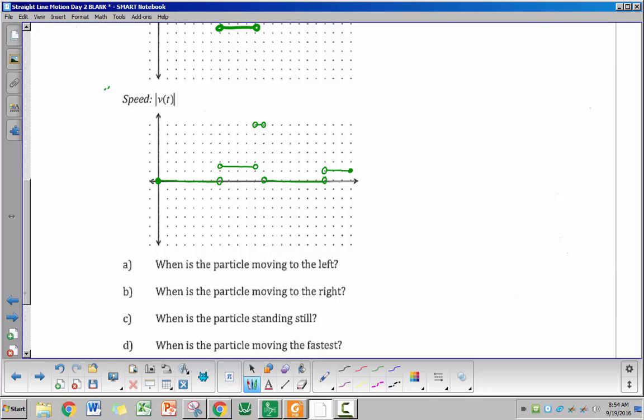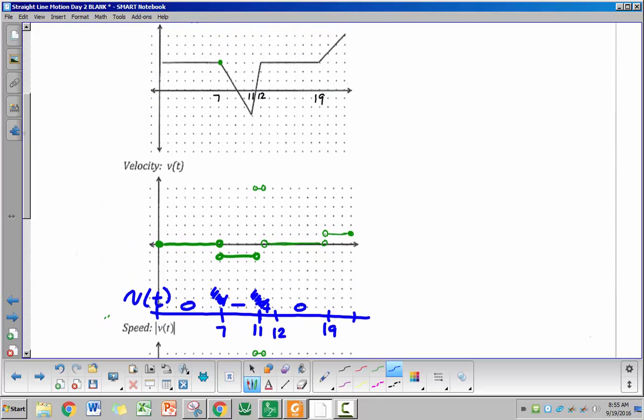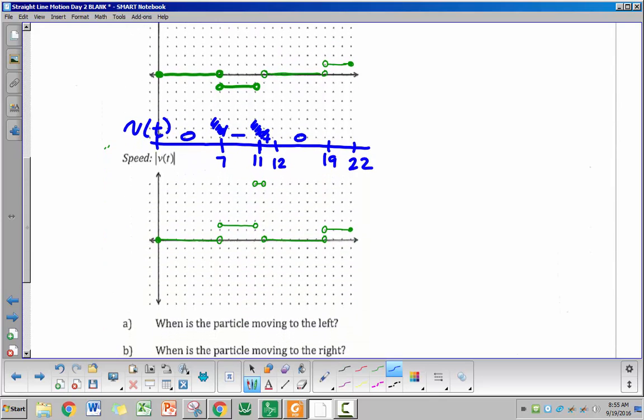All right, and it says, when is the particle moving to the left? Now, I would do a sign chart for velocity. Now, what do I mean by a sign chart? So the velocity is what here? It's 0, and then from here to here it's negative. And it's undefined here. We need to write that because it's not defined there. So this is 7 and this is 11. And then between 11 and 12 it's positive. And then from 12 to 19 it is 0. And then from 19 to, what was the last number? I'll check. 19, 20, 21, 22. 22, it is positive again, right?